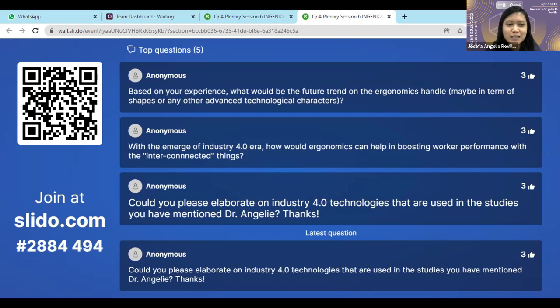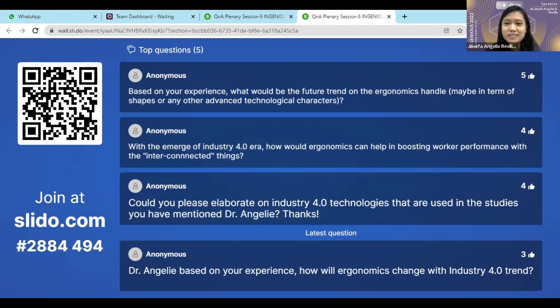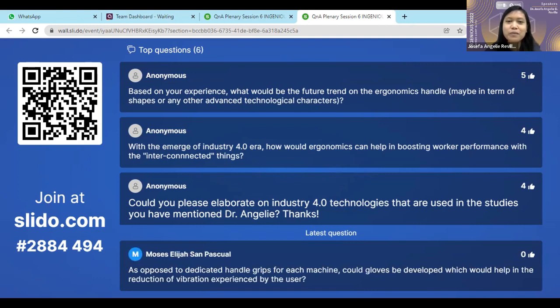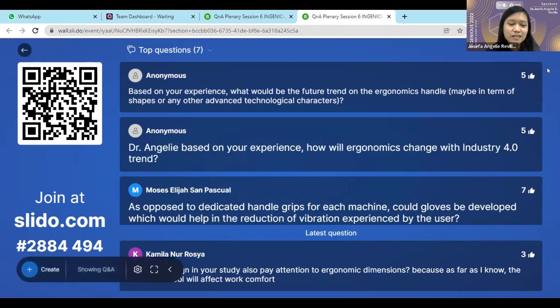Based on my experience, the main goal to really eliminate the physiological effects of vibration to humans is to eliminate vibration from the equipment. However, for now, we cannot do that because of the engines and the mechanized equipment that we use. We have yet to discover how to remove vibration coming from those tools. But the idea would be to actually remove vibration from those tools. If you can do that, then that's the ideal setup. Okay, thank you, Dr. Angelie.